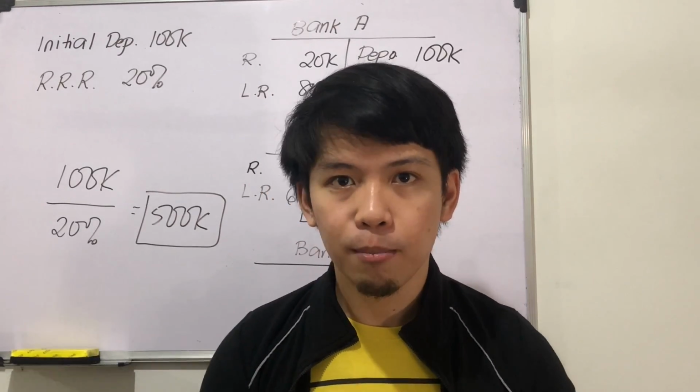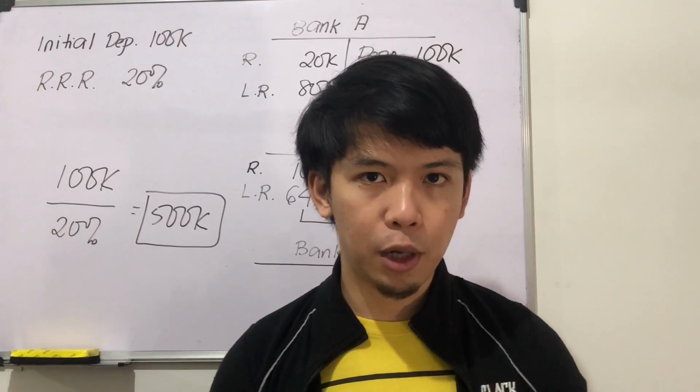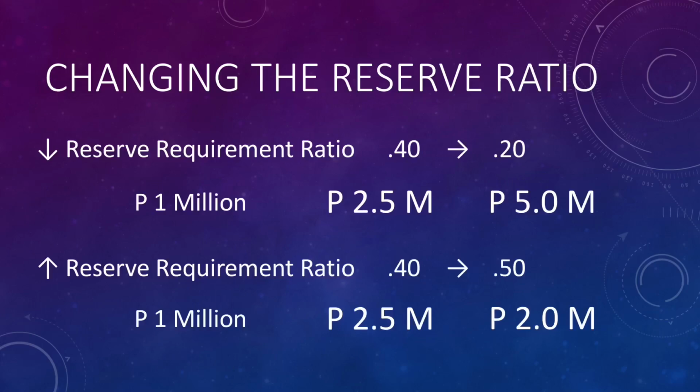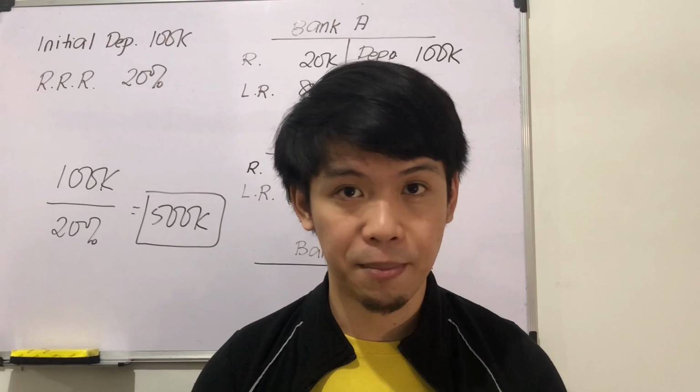Another way to conduct monetary policy is by changing the required reserve ratio. In our example with the initial transaction of 1 million peso, if the reserve requirement ratio decreases from 0.4 to 0.2, the money in circulation in the banking system goes from 2.5 million to 5 million. On the other hand, if we increase the reserve requirement ratio from 0.4 to 0.5, that same 1 million, from 2.5 million, will only become 2 million. This is how we can influence the money supply by changing the reserve requirement ratio.